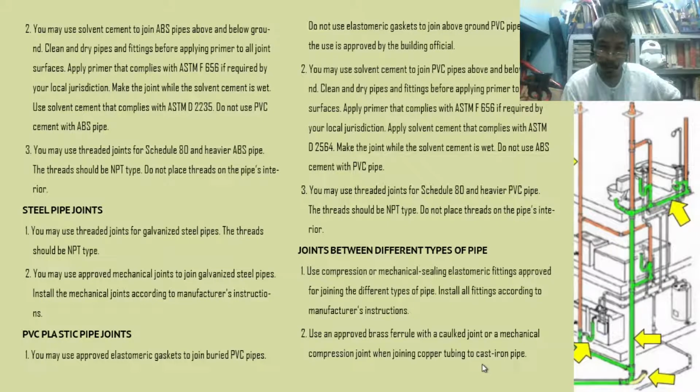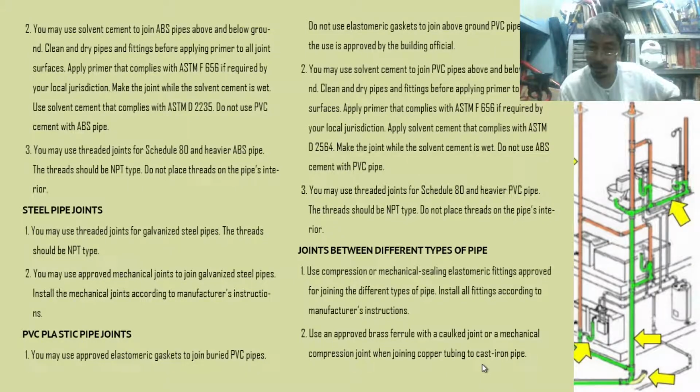Number 3, you may use threaded joints for Schedule 80 and heavier. Schedule 80 is thick plastic. So 40, a little bit thinner. 60 is in the middle. So usually what we are using is 40 and 60. Mostly 40. Okay. And next, joints between different types of pipe.